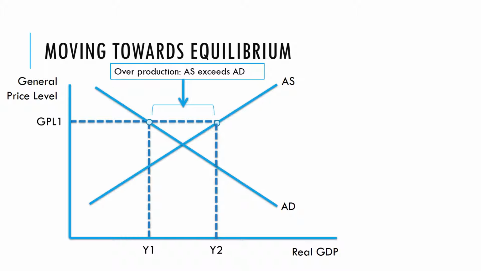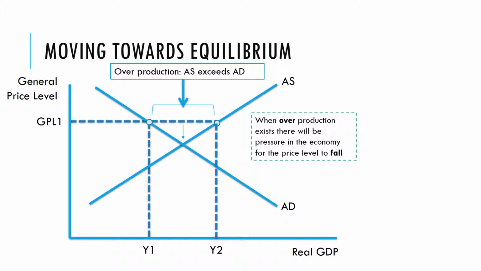buyers within the economy. In this situation where we have overproduction, what we would predict as economists to happen is that we would expect there would be pressure in the economy for the price level to fall. When we have got excess supply, that tends to bid down the prices of goods and services, so we would expect the price level to fall.